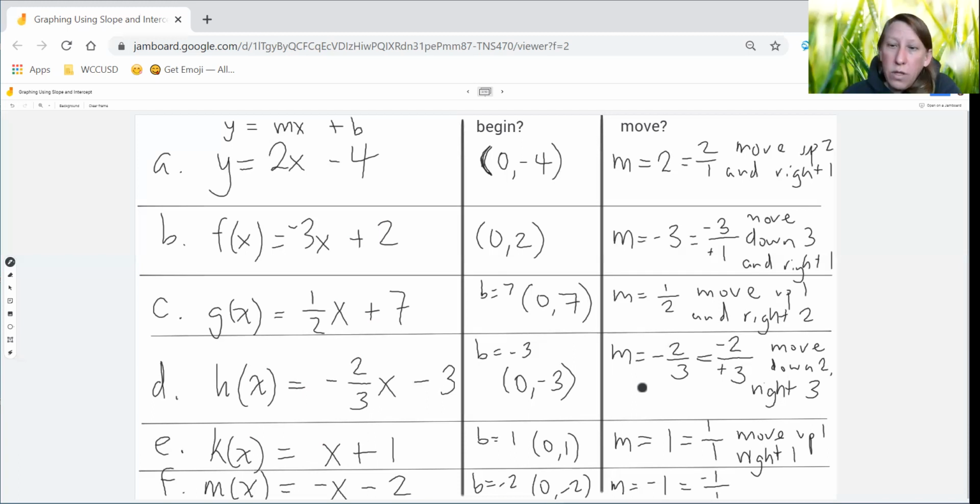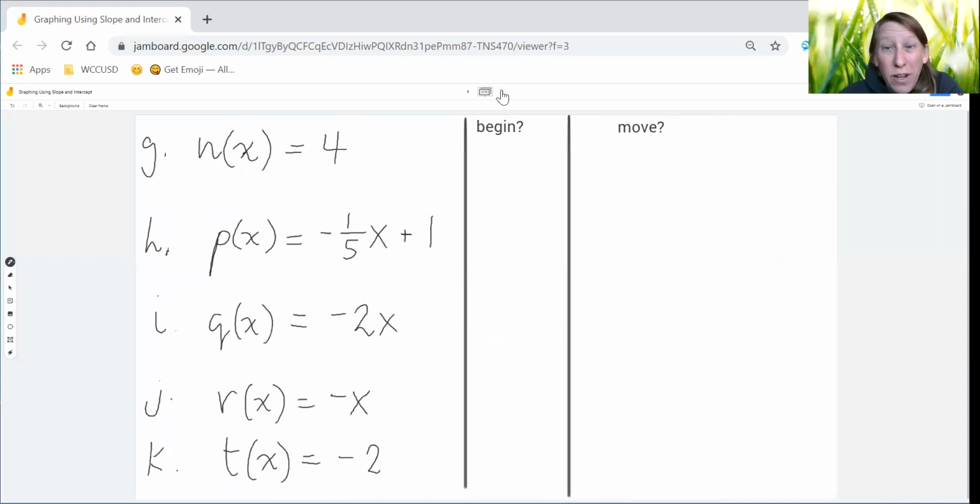Okay, so for this one, we're going to move up or down. It's a negative slope, so we're going to be moving down. Move down 1, right 1. All right, sorry, it's a little sloppy. Let's do more. If you can do this, you'll be fine. If you can't do this, you need to pay attention. Oh, these are the tricky ones. All right, where do we begin?